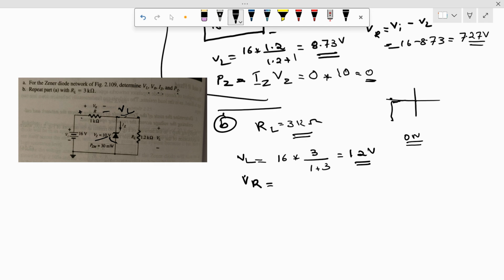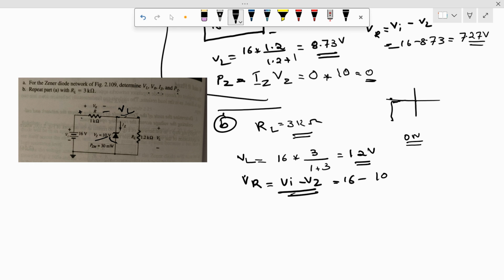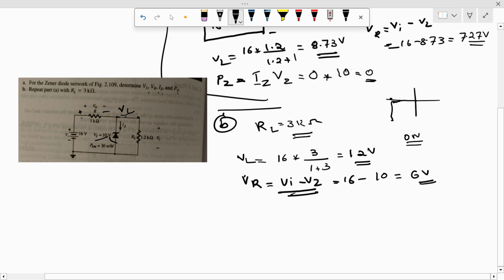Now we can find the VR by using the equation Vi minus Vz, right? So what is Vi? 16 volt. VZ is 10 volt, not 12 volt. Why? Because the Zener will be in a regulating mode, regulating the voltage to 10 volt. That's why Zeners are useful, right? That's why we are using Zeners. So 16 minus 10, which is 6 volt, right? We got 6 volt. Then what do we have to find?